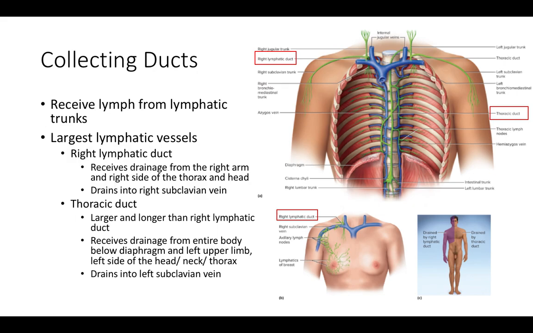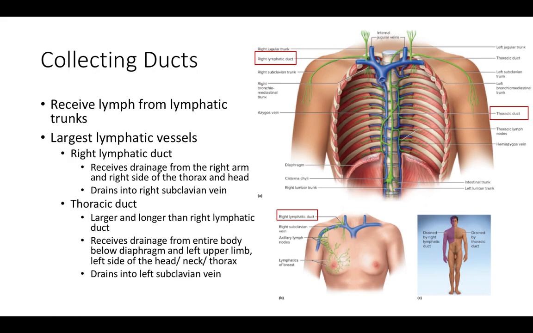And then finally, collecting ducts receive lymph from the lymphatic trunks. Okay, so we have 2 really big ones, these are the 2 largest lymphatic vessels of the body. The right lymphatic duct, which you see right up here, receives drainage from the right arm and the right side of the thorax and the right side of the head and neck. Okay, so this right upper portion of the body. And it drains into the right subclavian vein. So that's right here, and you're seeing you have that right lymphatic duct draining right there.